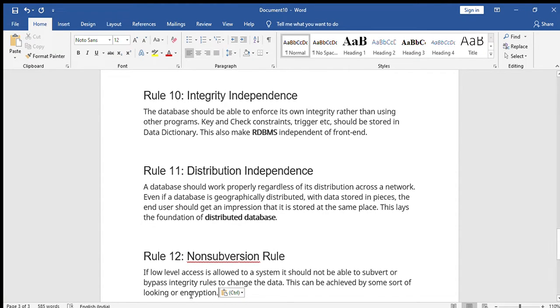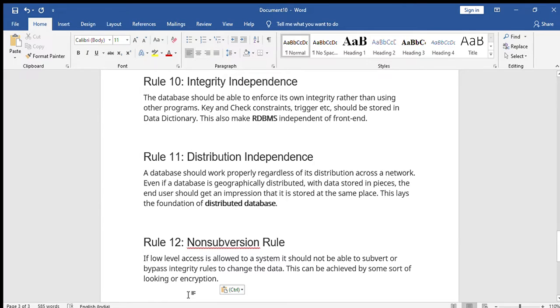Now the last one, what is that? Non-subversion rule. What is the non-subversion rule? If any upgradation is there, from low level to high level, it should not affect the original information. If low level access is allowed to a system, it should not be able to subvert or bypass integrity rules to change the data, right? The data should not be affected. Then that is called as what? Non-subversion rule, right? This can be achieved by some sort of locking or encryption.